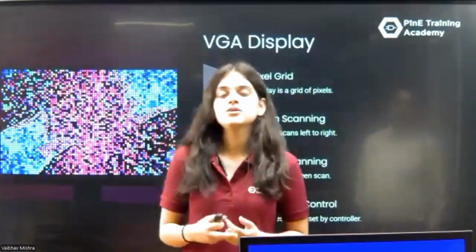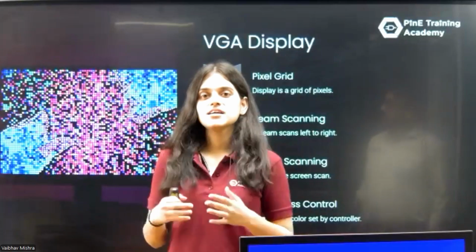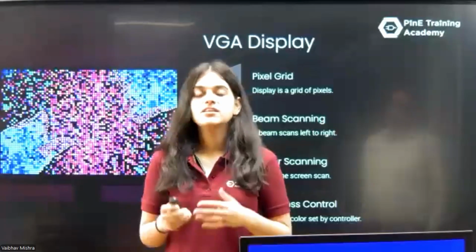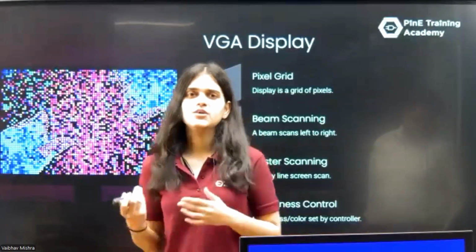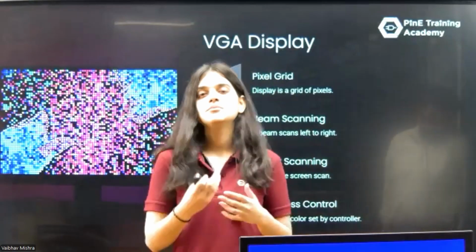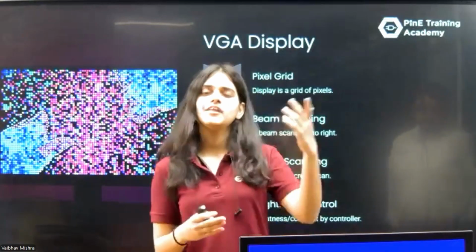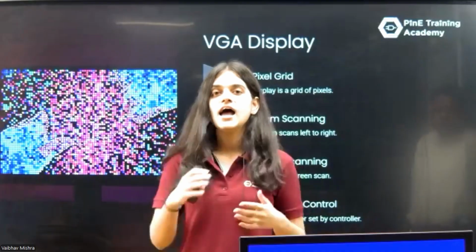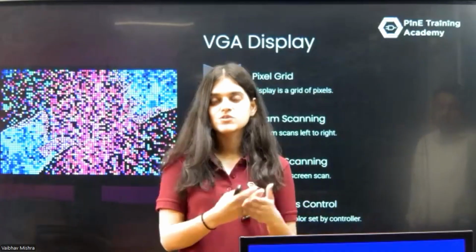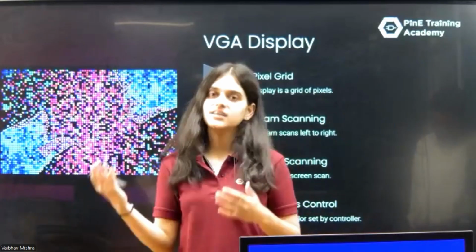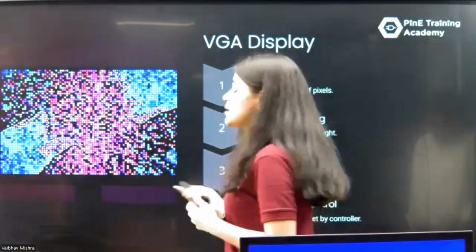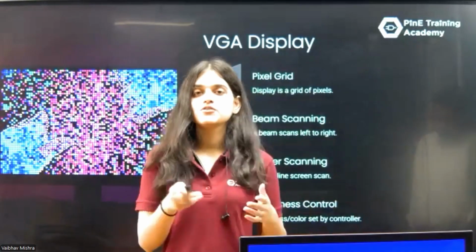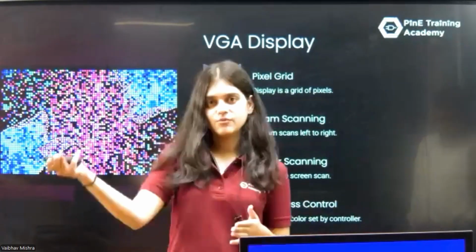Now, if I talk about the VGA display, VGA is basically a grid of pixels. There is a cathode ray tube inside the VGA display, which lights up the pixels one by one from the top left corner to the bottom right corner. And according to the assigned values, all the pixels get their assigned colors. Now, this type of scanning is called raster scanning, in which we scan each pixel one by one in a row.